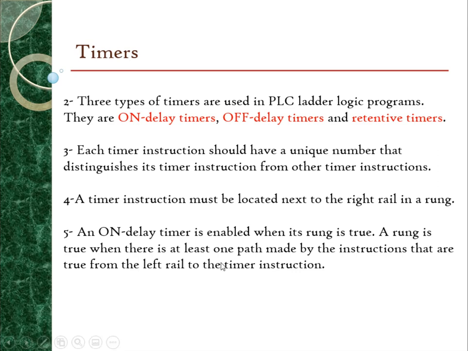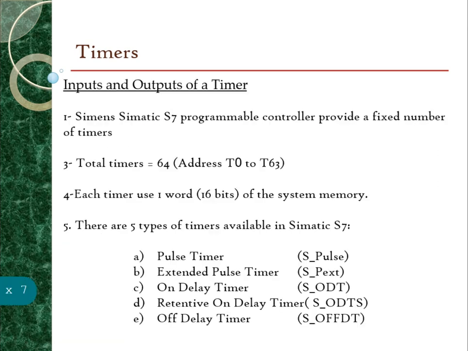And then the on delay timer is enabled when the rung of that timer is true. So this is the inputs and outputs of a timer in a Siemens Simatic S7. The timer is actually according to the type of PLC and the producer of that PLC. So in this example, for Siemens Simatic S7, the total timers available in this PLC is 64, which is addressed from T0 to T63. And then each timer uses 16 bits of a system memory or data memory.